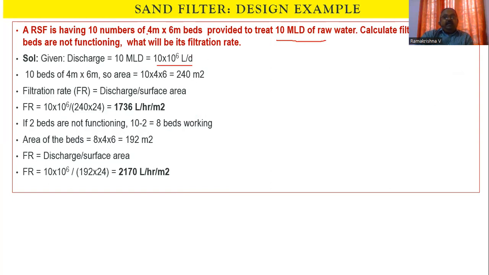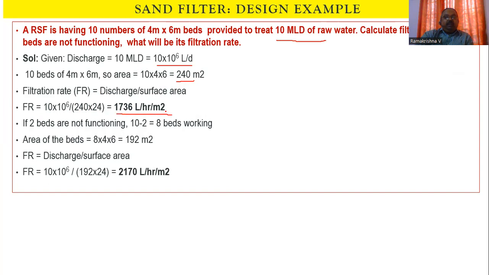Then the surface area is given as 4 by 6 meters, so that is 24 meters square. How many beds are there? 10 beds. So 10 into 4 into 6, 240 meters square. Now this should be converted into filtration rate. Filtration rate is equal to discharge by surface area. If you write this, it is liters per day per meter square. But usually we express it in liter per hour per meter square. Therefore, you divide by 24 to get 1736 liter per hour per meter square.